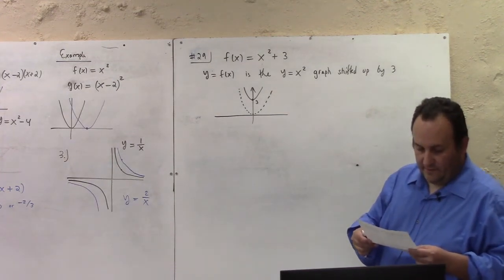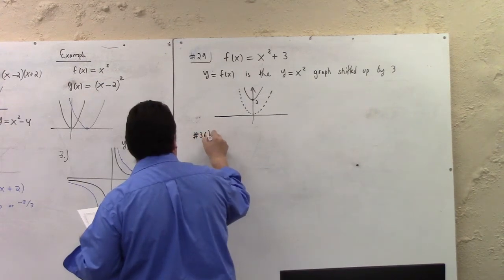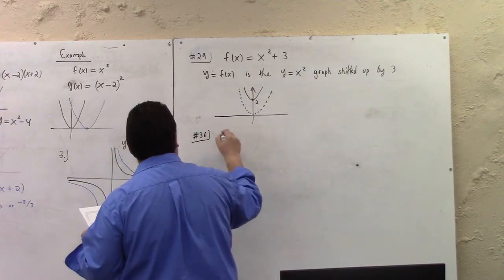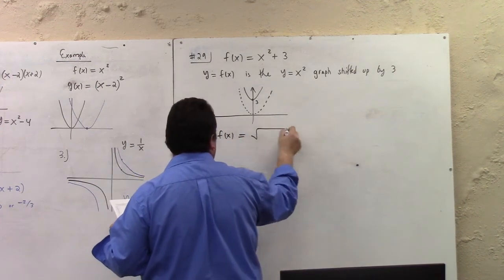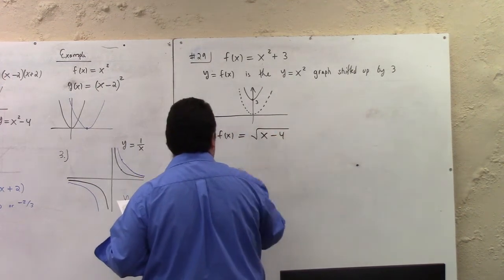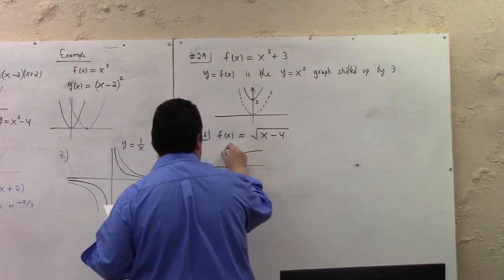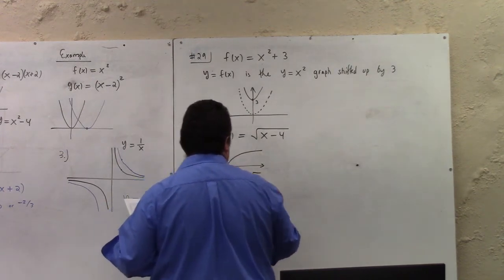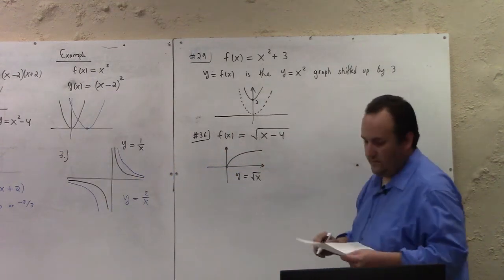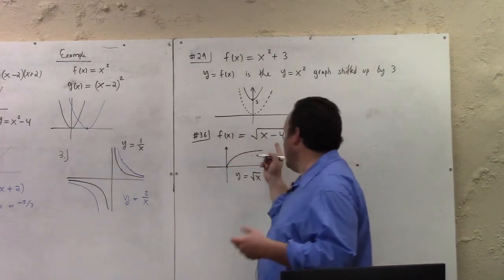Let's see here. How about this one, which was not a recommended homework problem, but it's even, so it's good for me to talk about it with you. f of x equals the square root of x minus 4. So the basic graph I have in mind here is the square root function, right? What do we do to the square root function to get y equals f of x?